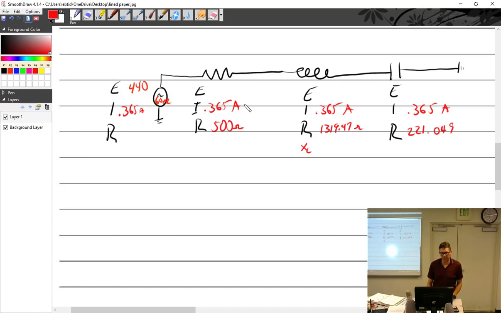So E of R, this is going to blow your mind. It's EIR, so E is I times R. So E is 0.365 times 500 equals 182.5 volts. E of L is 0.365 times 1319.47 equals 481.61 volts.